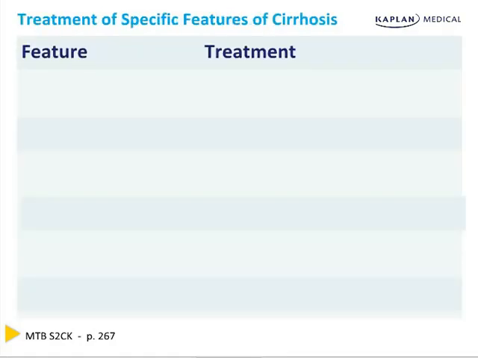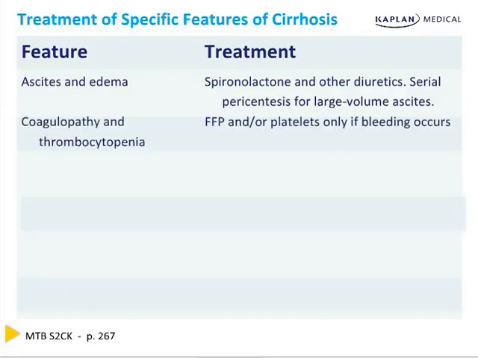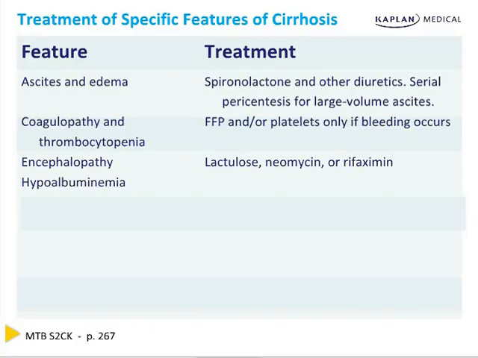Let's talk about treating specific features of cirrhosis. For the ascites and edema, you can give spironolactone and other diuretics such as Lasix. Serial, large volume taps are also helpful to reduce the fluid burden. For the coagulopathy and thrombocytopenia, you can give FFP or platelets if bleeding occurs. For the encephalopathy, you can give lactulose, neomycin, or rifaximin. For the hypoalbuminemia, there's no specific therapy.